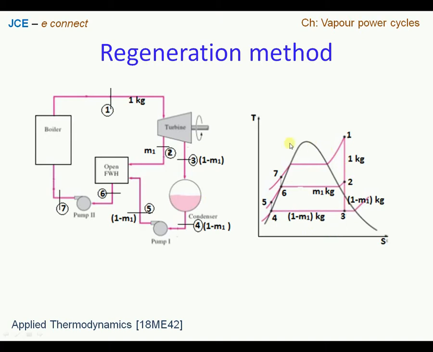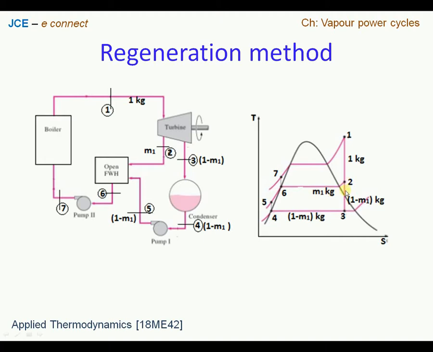So that becomes very clear in the TS plot. From state point 1 we have 1 kg of steam which is flowing through the turbine, and from that, part of the steam is extracted at state point 2, which is shown here, which is m1 kg. The same thing has been shown on the TS plot.